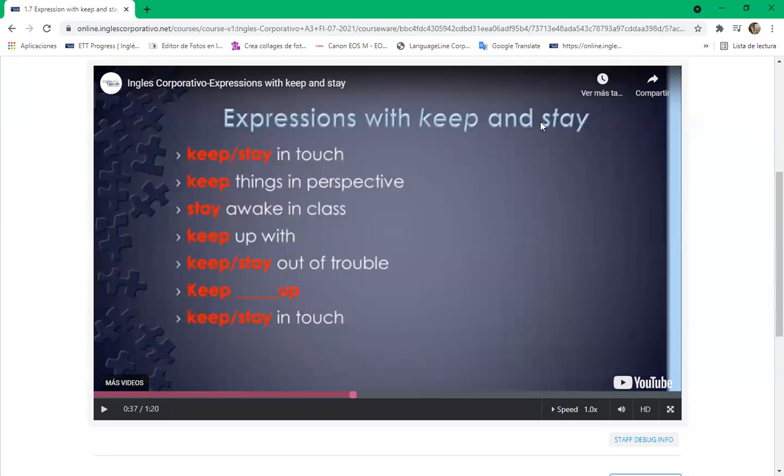Yes? Who here stays in touch with an ex-girlfriend or boyfriend? Nobody? Yeah, sometimes, I know. Look at Jordana, she's smiling. Personally, I think it's kind of difficult, but there are some people that are friends with their ex. Yeah, but it depends how the relationship was. Of course.